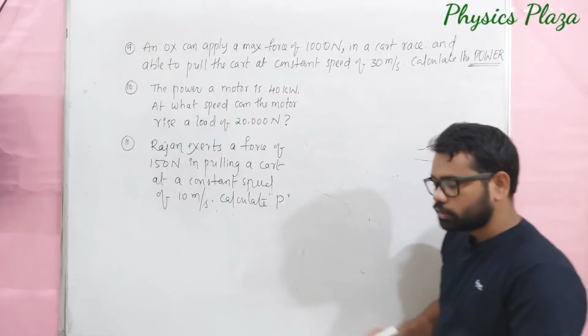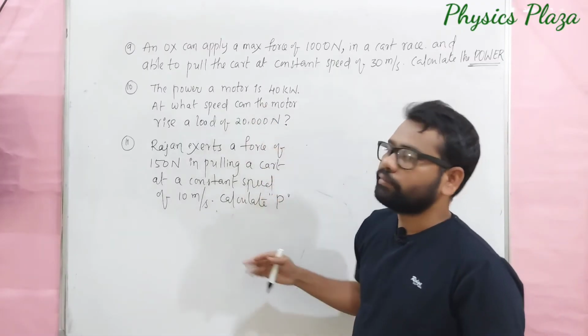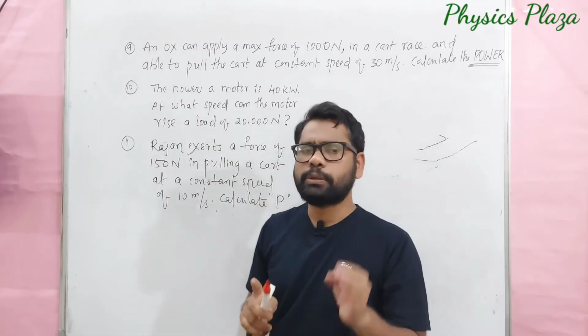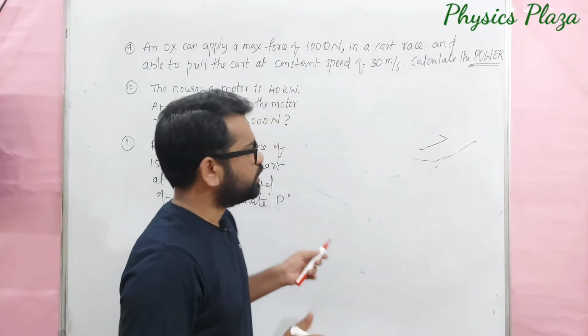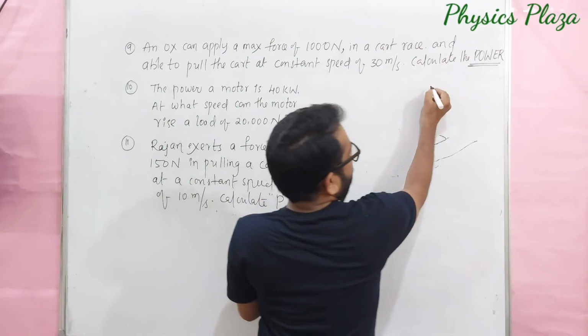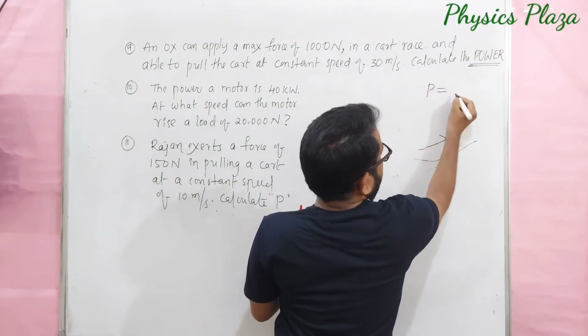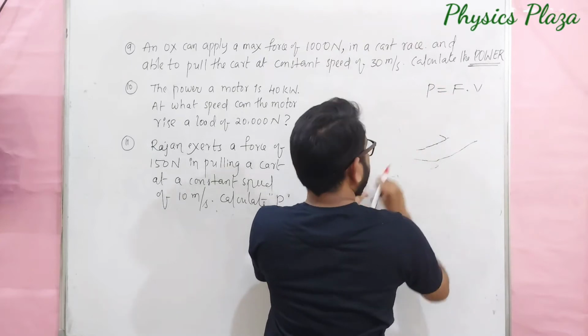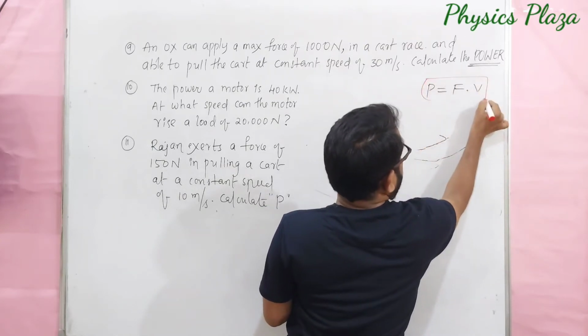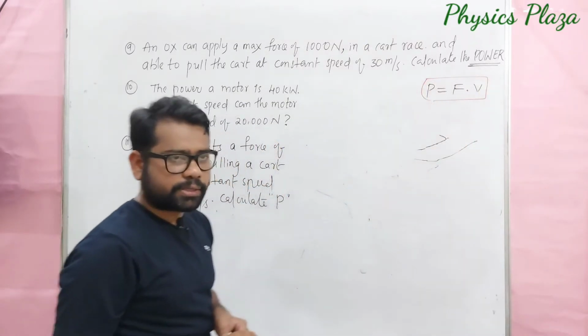Copy it. Children, look at here. 9, 10, 11 questions. These 3 questions are based on the same concept. That is power. We know this formula: power is equal to force into velocity. Children, based on this only, these 3 numericals. So let us solve the 3 numericals.